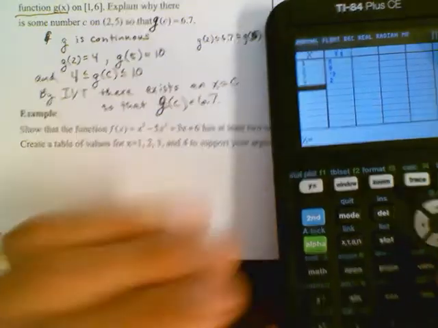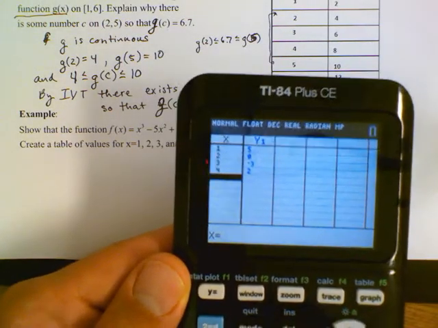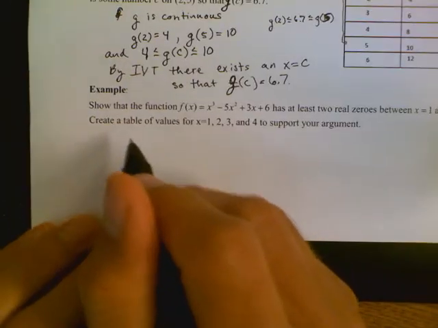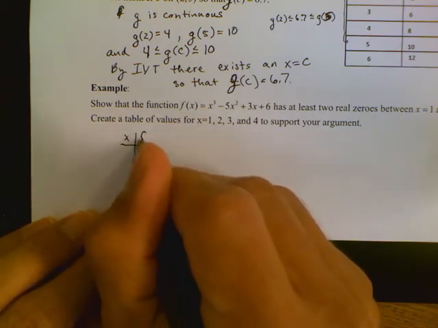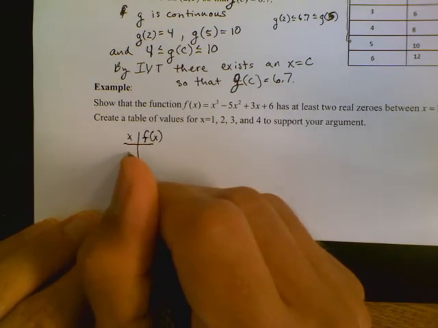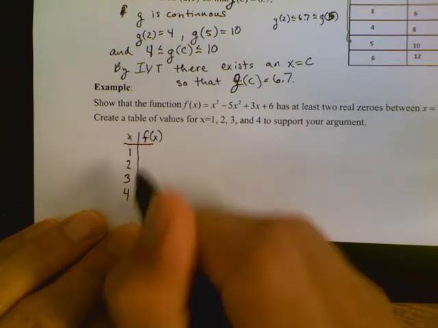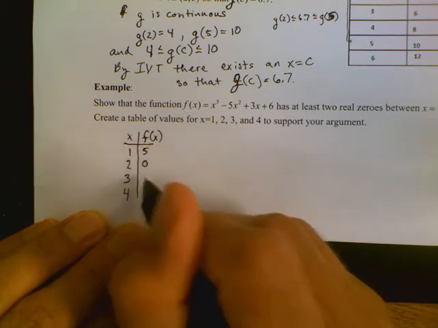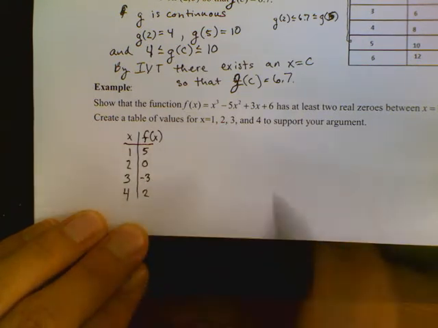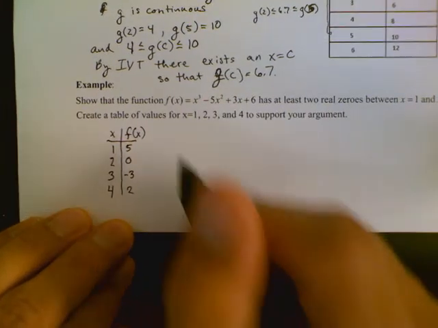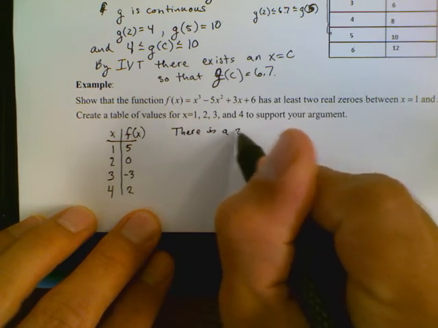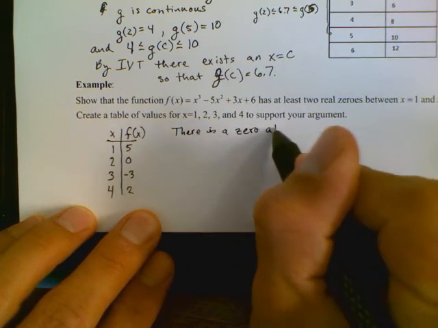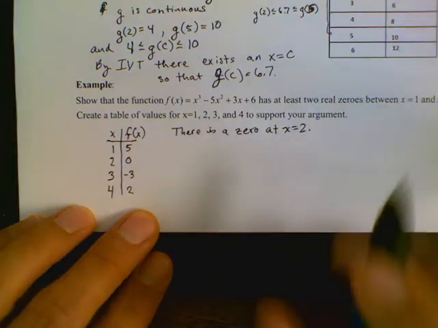With that table, you can already tell that we have 1, 0. The problem says to create a table of values to support our reasoning. So here's x and f of x. We have 1, 2, 3, 4, and 5, 0, -3, and 2. So there is a 0 at x equals 2 based on the table, right?